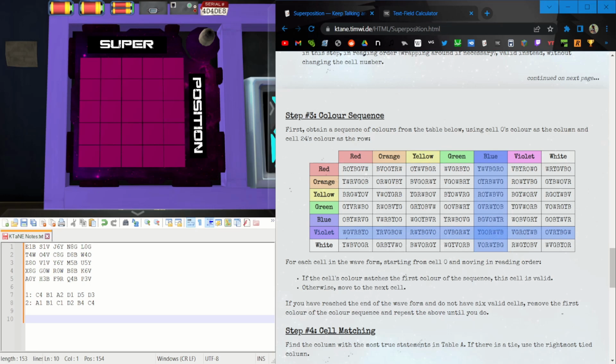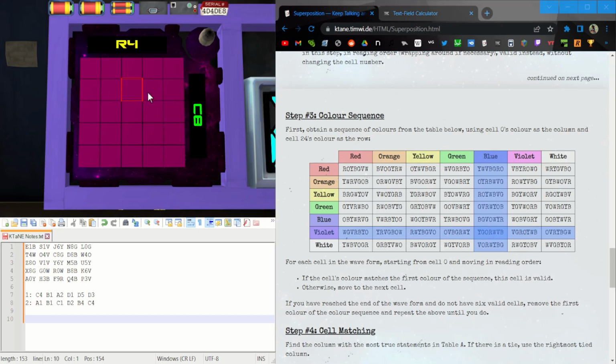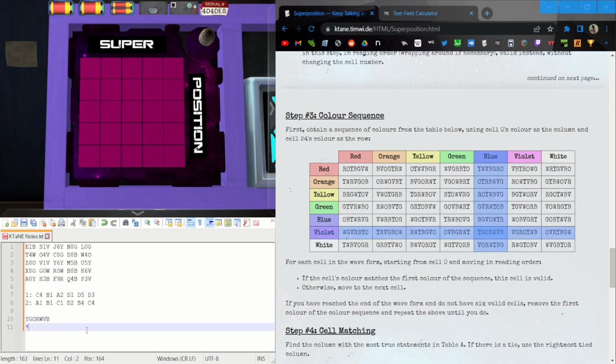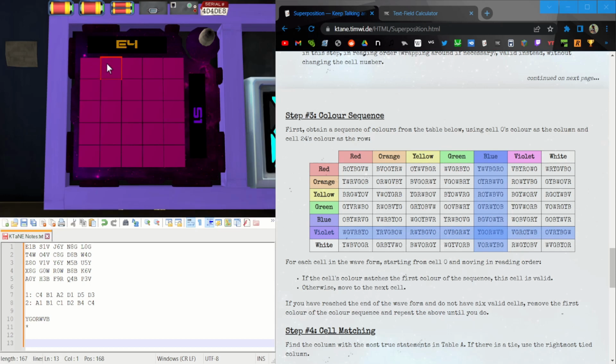Now we need to go in reading order, and we need to find all valid cells in reading order that start with the first color of the sequence. So I'm going to copy this into my notes like that. The first color here is yellow. What we need to do is find all yellow cells in reading order. So let's just go find them. In this case, we found one right here, Charlie 1.